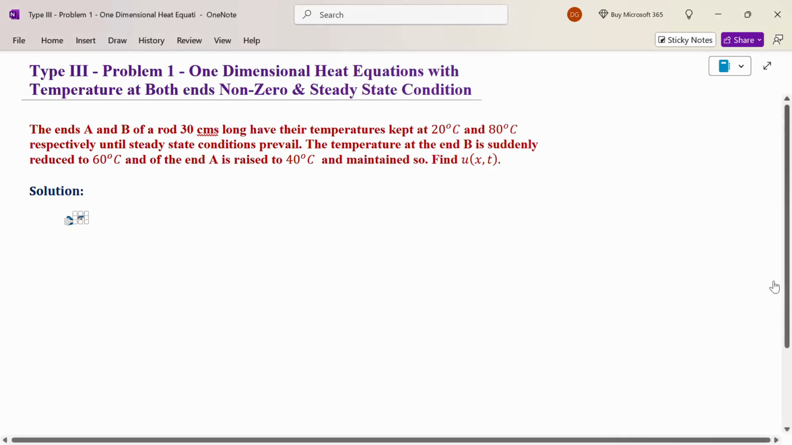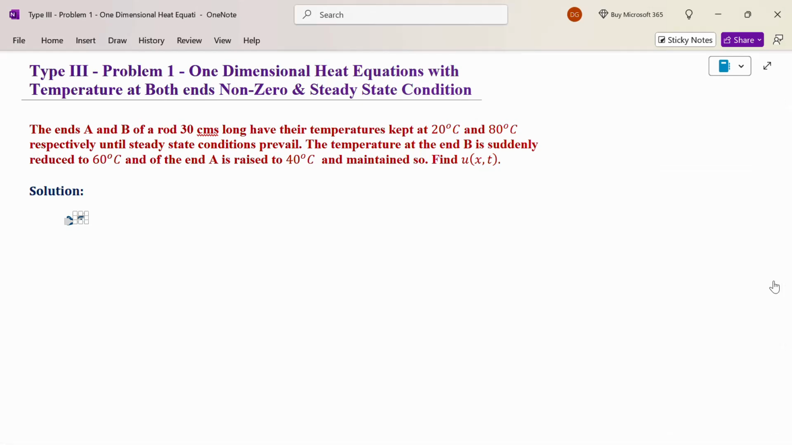In this section we are going to discuss type 3 problem of one-dimensional heat equation with the temperature at both ends non-zero and steady state condition. See the problem. The ends A and B of a rod 30 cm long have their temperature kept at 20 degrees Celsius and 80 degrees Celsius respectively until steady state condition prevails. The temperature at the end B is suddenly reduced to 60 degrees Celsius and that of the end A is raised to 40 degrees Celsius and maintained. So find u of x comma t.